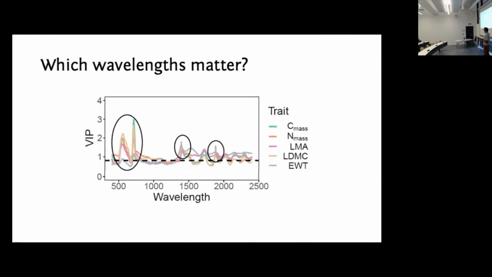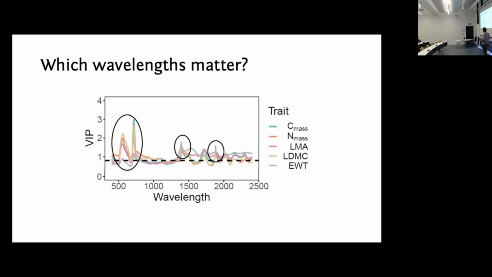And here I'm showing the variable importance in prediction or projection metric, which people use as a way to highlight wavelengths that are particularly important for predicting a given trait from PLSR outputs. And so for most traits, here I'm only showing a few traits, but for most traits, this sort of green and red edge really matter quite a bit.